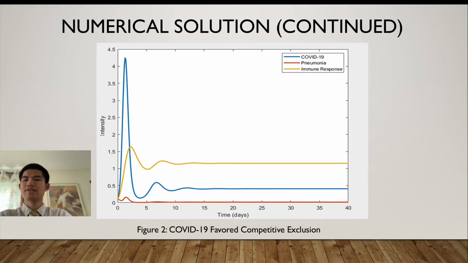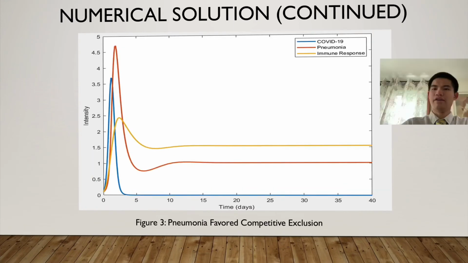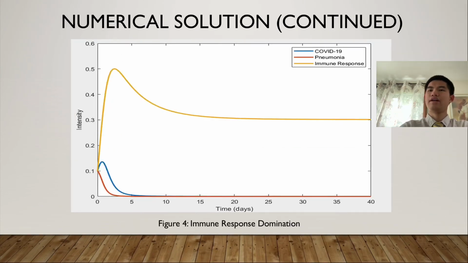Figure 2 displays COVID-19 favored competitive exclusion. As time moves on, the intensity of pneumonia plummets to 0, while COVID and the immune response have reached a steady equilibrium. Figure 3 depicts pneumonia-favored competitive exclusion. Lastly, Figure 4 depicts immune response domination, where COVID-19 and pneumonia's intensity has completely plummeted down to 0, while the immune response stays alive and well.